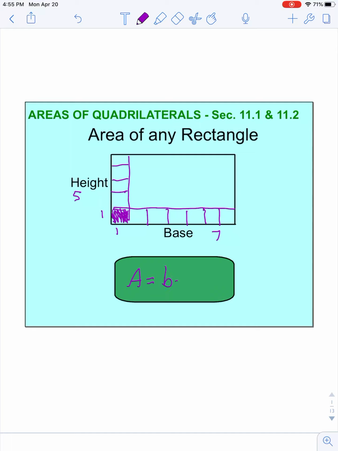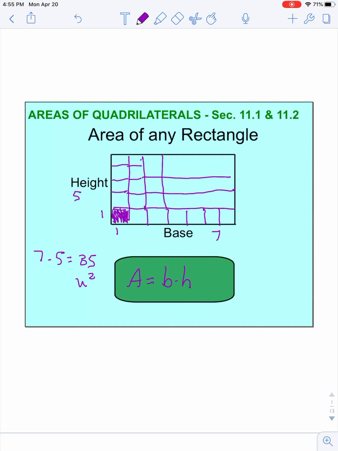We're going to use base times the height because that is going to carry over to all of our other quadrilaterals that we're going to work on. We're going to have a base rather than a length and a width. That really only refers to rectangles and squares. So in this particular example, if we were to keep drawing in all of these square units, what we would figure out is that there are 5 rows and 7 columns, and we would have a total of 7 times 5, which is 35 square units. That's what that area would be.